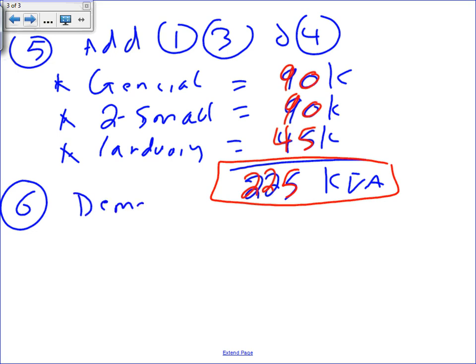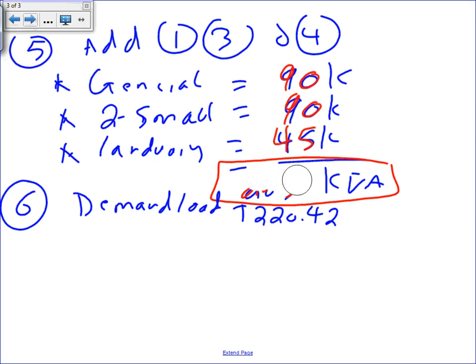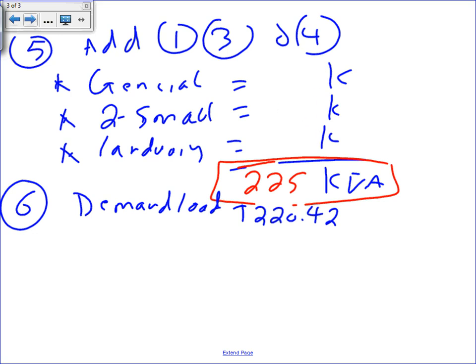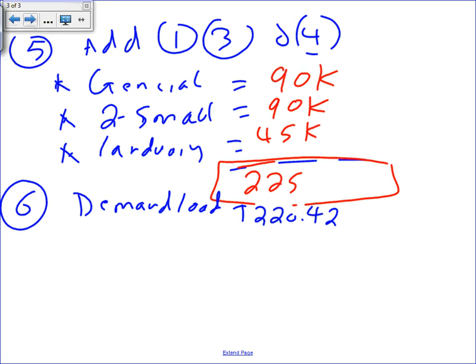Demand load. Demand load for everything, guys, here, it tells you 220.42. If you go to table 220.42, it will tell you you have to apply a demand factor for this. 225, 45, 90, 45, just to stay with the convention that I'm using here, K and K. Okay, 225 kVA. If you guys go to 220.42, it will tell you have to apply demand factor. Let's go apply the demand factor.